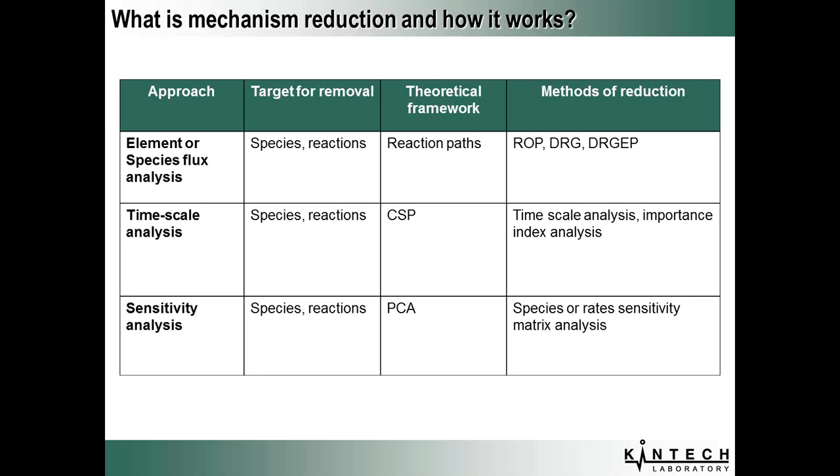So, most of the reduction methods which can generate the skeletal mechanisms from detailed ones can be divided into three basic frameworks. The first one is element or species flux analysis. The second one is time scale analysis, and the third one is sensitivity analysis. In this table, I'm just showing this approach, theoretical framework, and the examples of the methods which are already available and can be used for mechanism reduction.